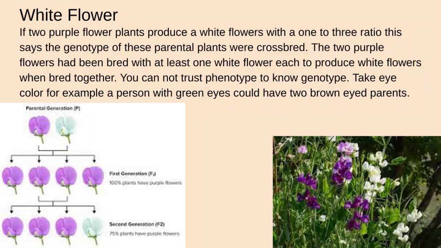White flower. If two purple flower plants produce a white flower with a 1:3 ratio, this says the genotype of these parental plants was crossbred. The two purple flowers had been bred with at least one white flower each to produce white flowers when bred together. You cannot trust phenotype to know genotype. Take eye color, for example. A person with green eyes could have had two brown-eyed parents.